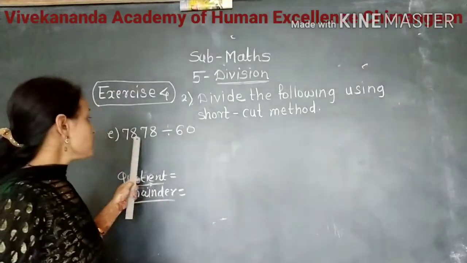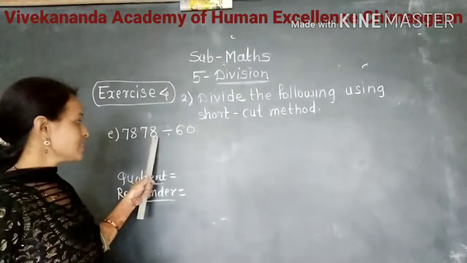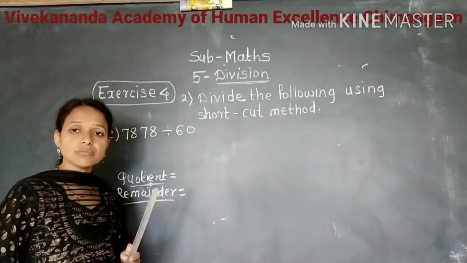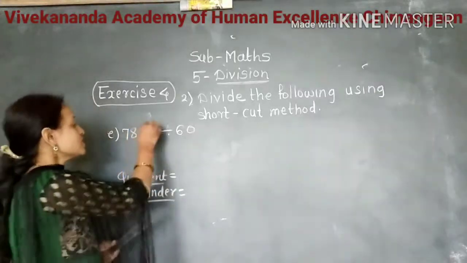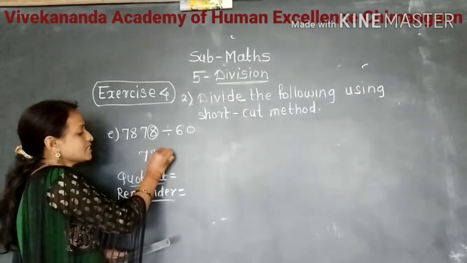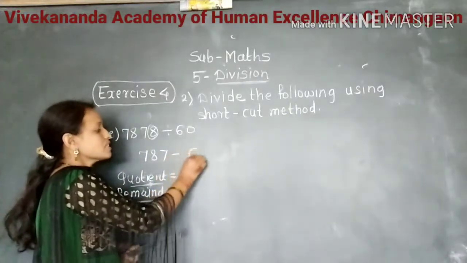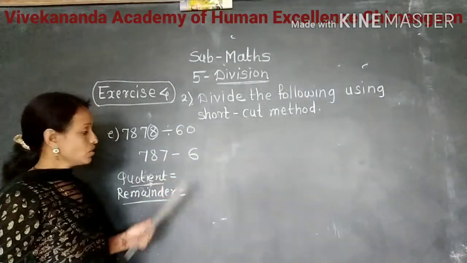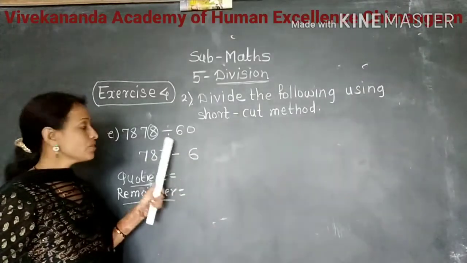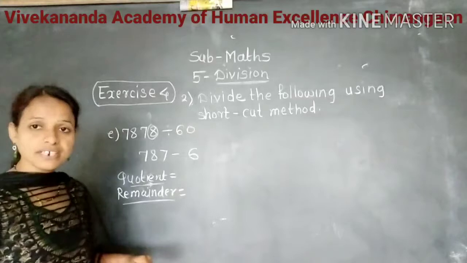The last example is 7878 divided by 60. Here the dividend is 7878 and the divisor is 60. The first step is to remove the one's digit from the dividend. Here the one's digit is 8. By removing it, the new dividend is 787, and by removing the one's digit from the divisor, the new divisor is 6. Now we divide 787 by 6.